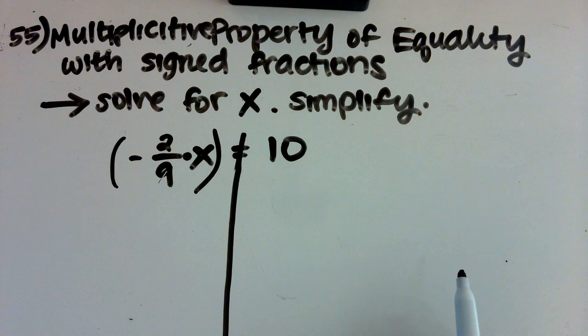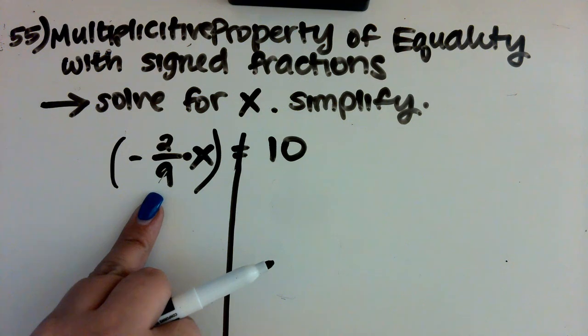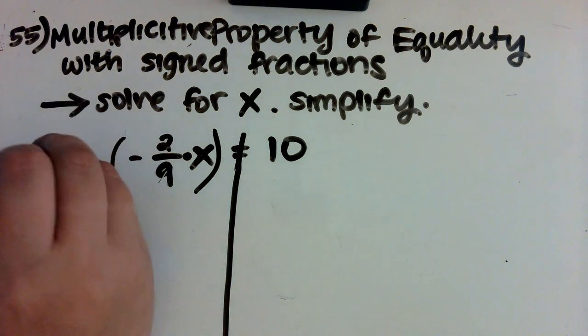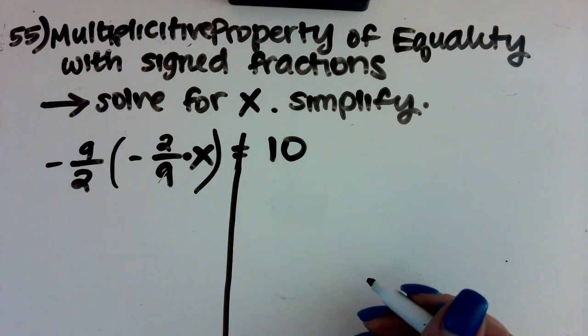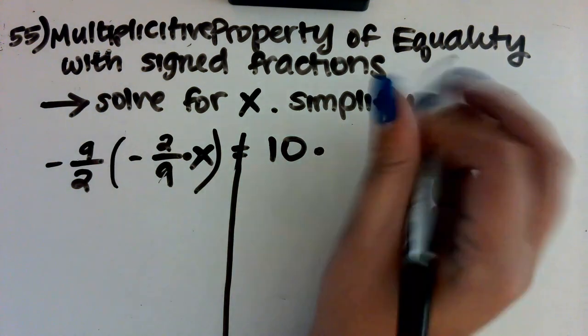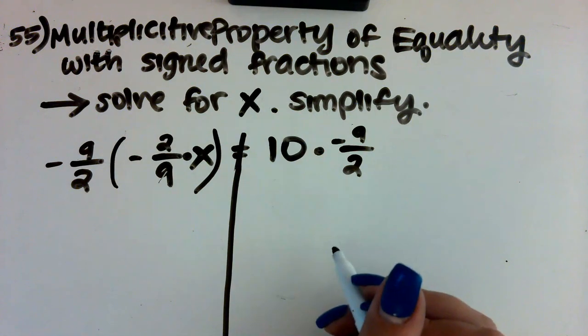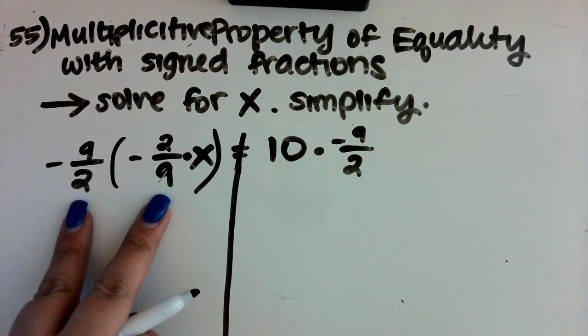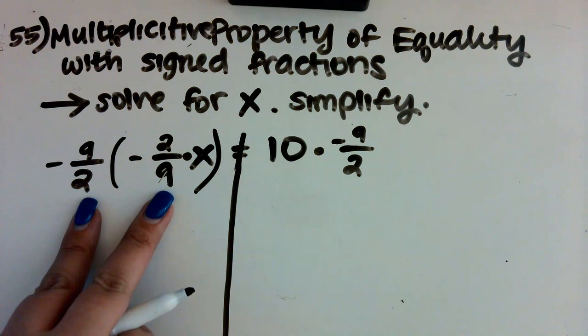And if we think back, the reciprocal is the opposite. So if our original fraction is -2/9, we're going to multiply by -9 over 2. And anything we do to one side, we do to both. So again, instead of dividing here, we're actually multiplying by the opposite. We're still creating that one whole on both sides, but instead, we're just using a reciprocal.